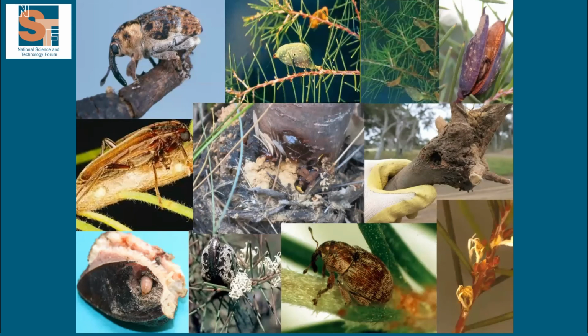The bottom 2 images are also of one of the longest running agents on Hakea. So that, along with the seed feeding weevil above, have been in use, I guess, for over 50 years already. The seed feeding moth attacks the mature fruits of Hakea, and combined with the seed feeding weevil, they actually have the ability to reduce seed production of Hakea trees by up to about 70 to 80%, depending on site.